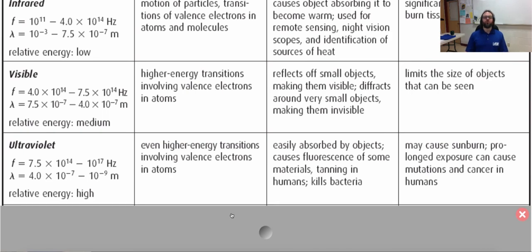Next is ultraviolet. So now we're looking at things with high energy. Our valence electrons can even give off ultraviolet radiation. So it's higher energy transitions involving valence electrons and atoms. It's easily absorbed by objects, causes fluorescence of some materials, tanning in humans, and kills bacteria. Now some problems with this are it can cause sunburn. Prolonged exposure can cause mutations such as cancer in humans.